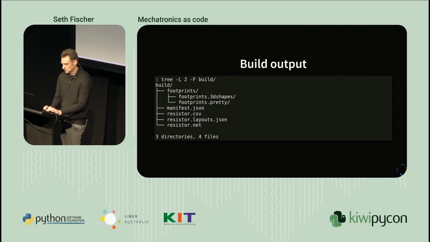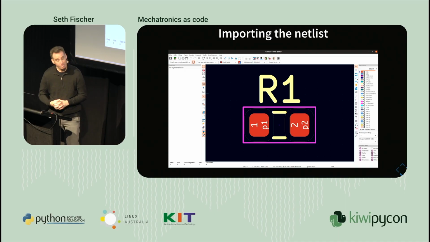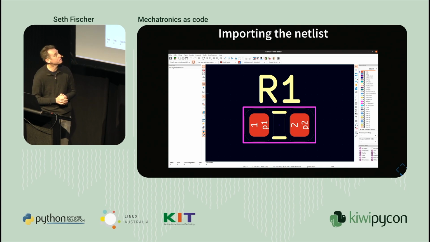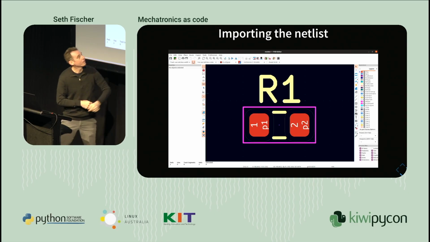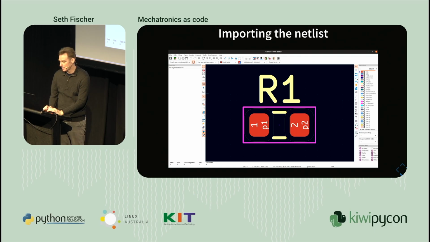Once we've built our project, it generates a netlist, and we import the netlist into the KiCad PCB editor. And what Ato has done here is it's selected a footprint. This is a footprint of our component, and it's placed it in the PCB editor. And from here, we can do our standard board layout.